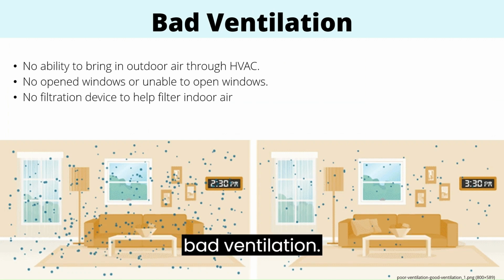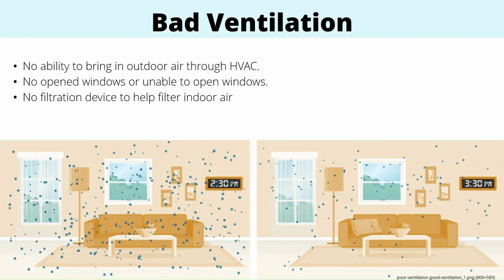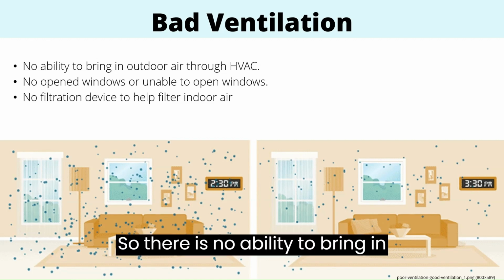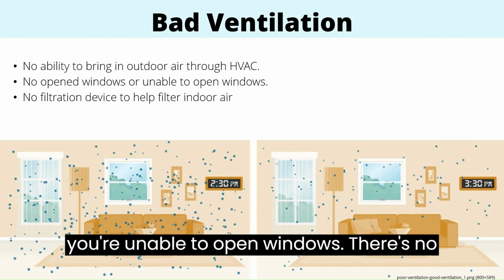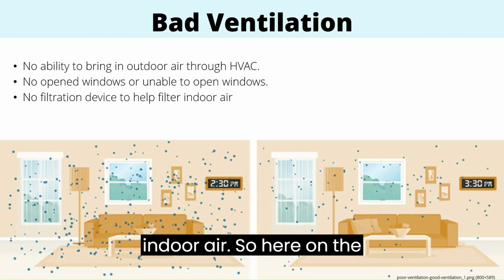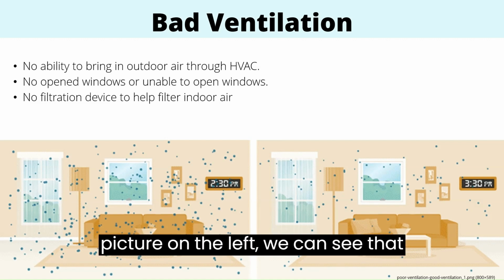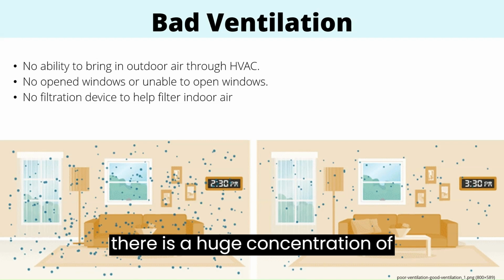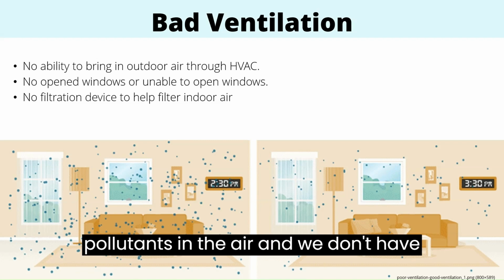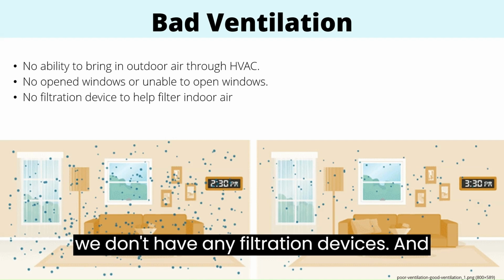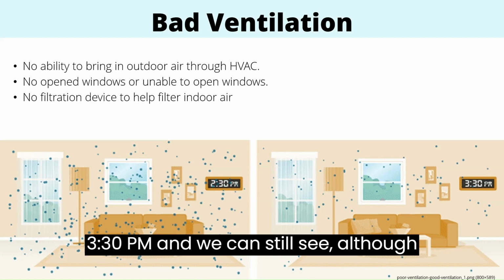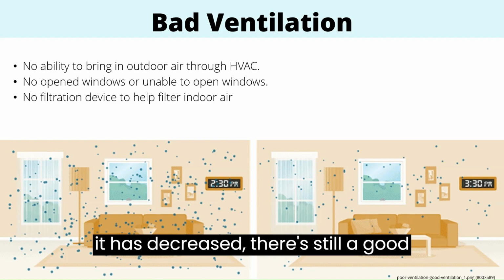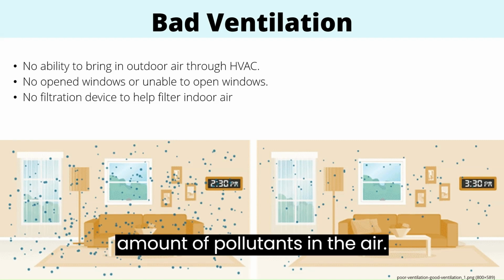Bad ventilation. So here is an example of bad ventilation. There is no ability to bring in outdoor air through HVAC. There's no open windows, or you're unable to open windows. There's no filtration device to help filter the indoor air. So here on the picture on the left, we can see that there is a huge concentration of pollutants in the air, and we don't have any windows open, we don't have any fans, we don't have any filtration devices. And then as you can see, it is 2:30 p.m. in this picture, and when we look to the right, it's 3:30 p.m., and we can still see, although it has decreased, there's still a good amount of pollutants in the air.